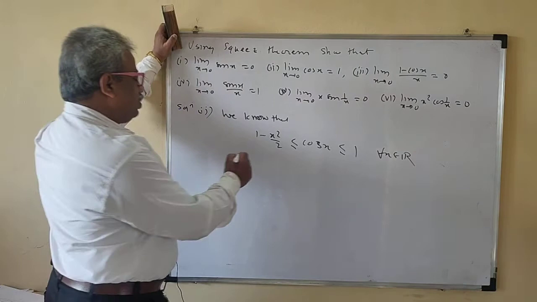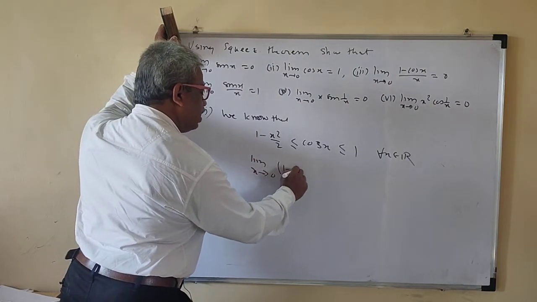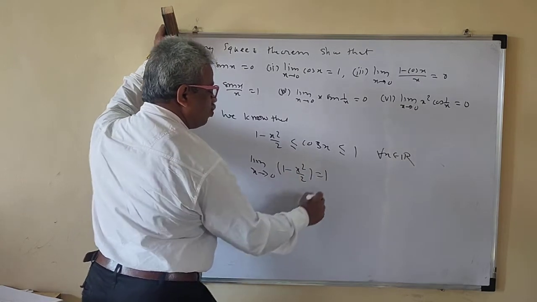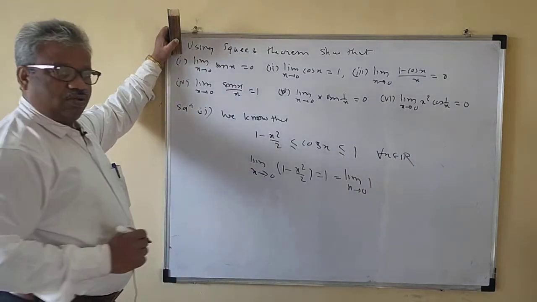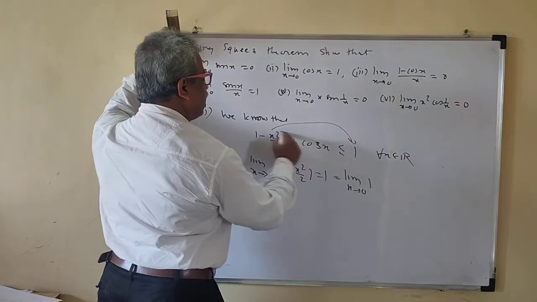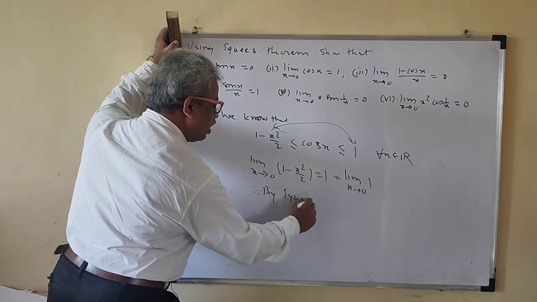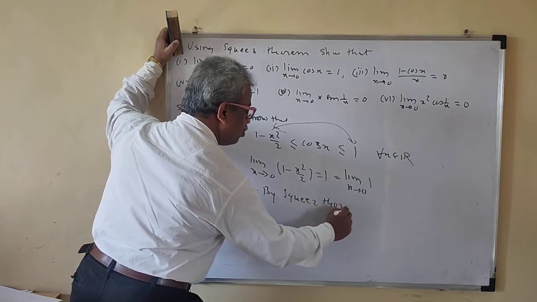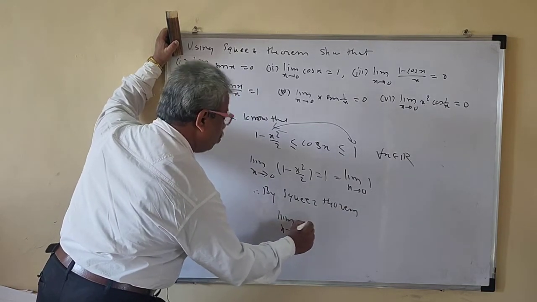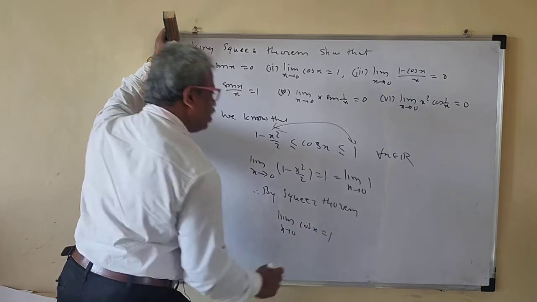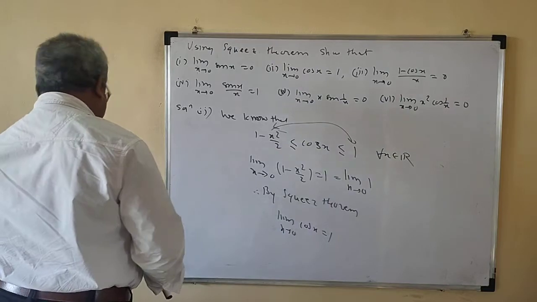Okay, so now see here, limit as x tends to 0 of 1 minus x square upon 2 is equal to 1, and this is also the same as limit as x tends to 0 of 1. Okay, so the limits of these two functions are the same. So therefore by the squeeze theorem, limit as x tends to 0 of cos x is equal to 1.